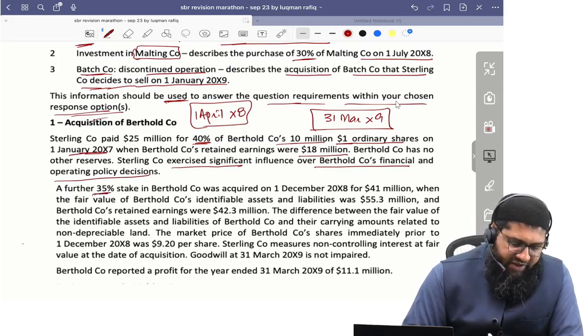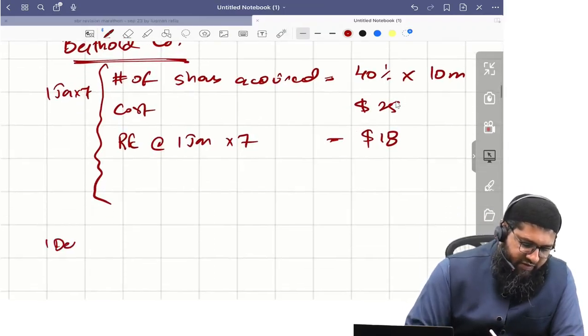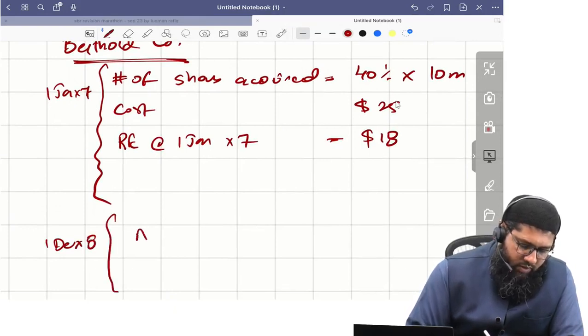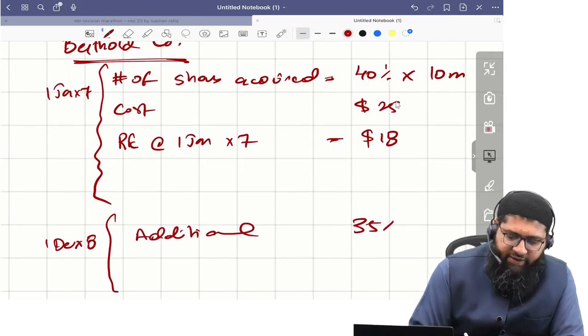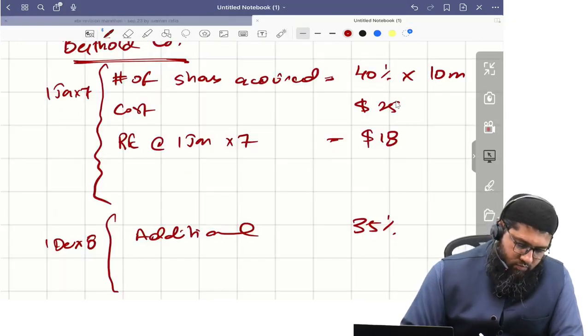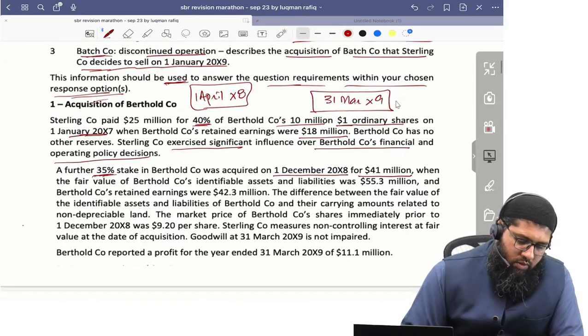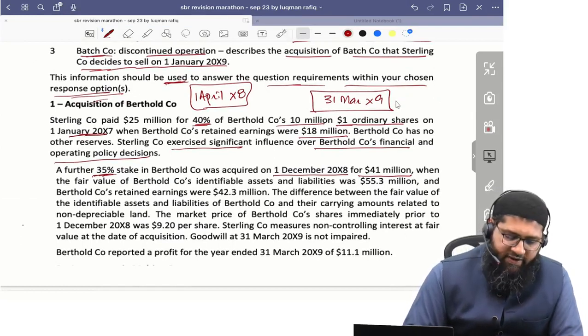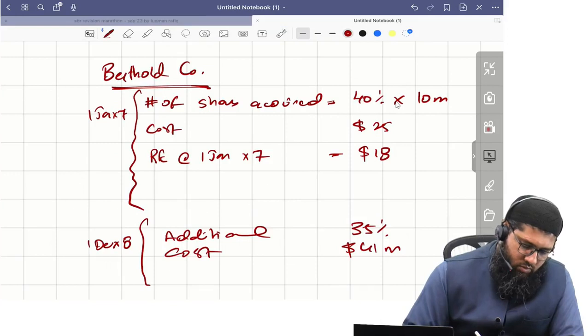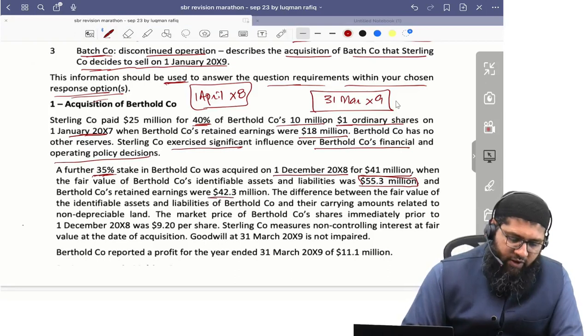A further 35% stake was acquired on 1st December X8 for $41 million. So on 1st December X8, an additional shareholding of 35% was acquired. The cost that you paid was $41 million. Now, it says that the fair value of identifiable net assets was $55.3 million, and Berthold's retained earnings were $42.3 million.